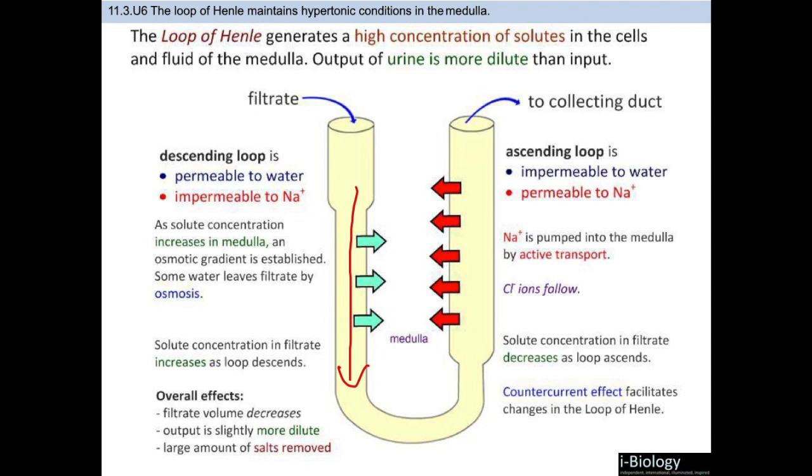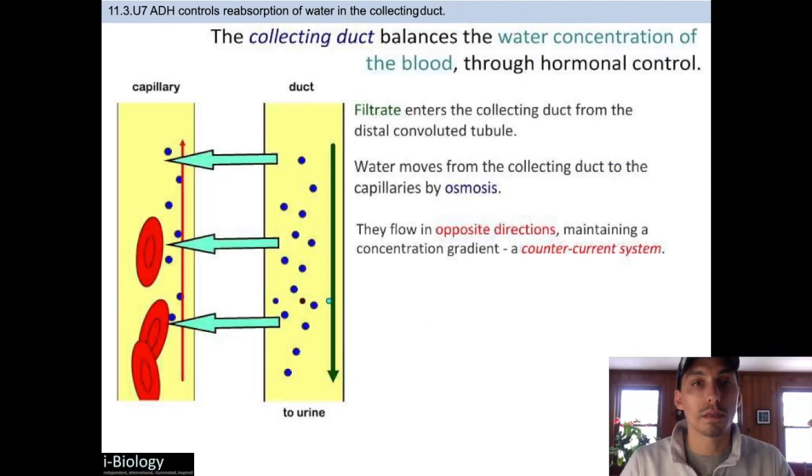Those solutes are then going to be pulled out on this side, and it's a recurring cycle. So in this way, I'm able to remove a large amount of salts. And because I remove so many of those salts over here, even though I've removed water here, because I remove so many salts on this side, the output ends up being more dilute than the input. So from there, what's left in the filtrate goes to a collecting duct. And the collecting duct's job is to do a final balancing of water concentration of the blood.